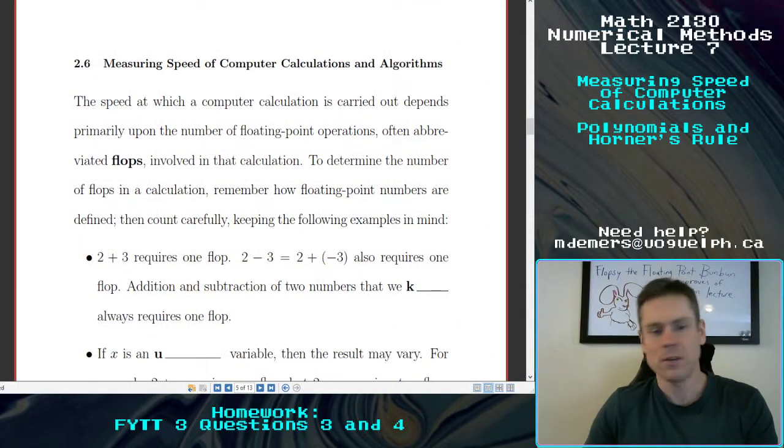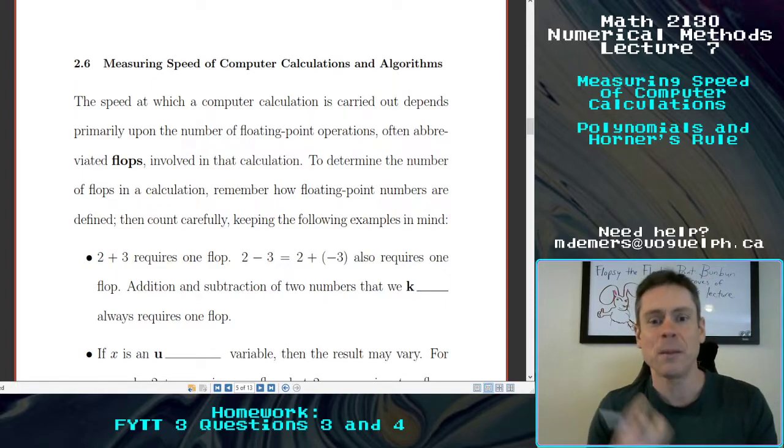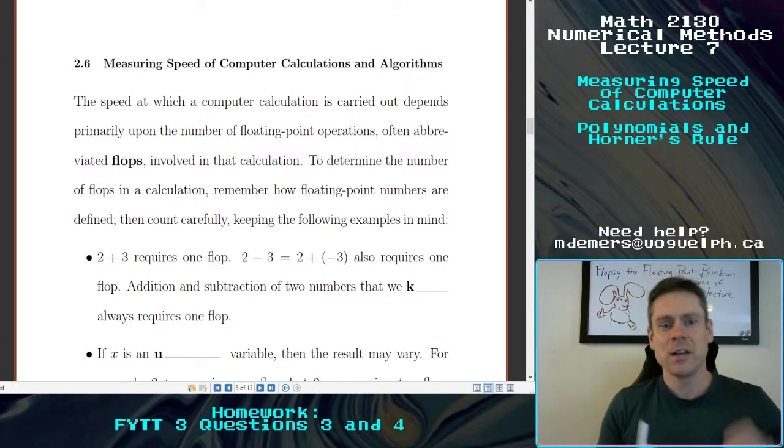So we have a couple of new topics to define here, new definitions. The speed at which a computer calculation is carried out depends primarily upon the number of floating point operations. A floating point operation is kind of cutely denoted flops.